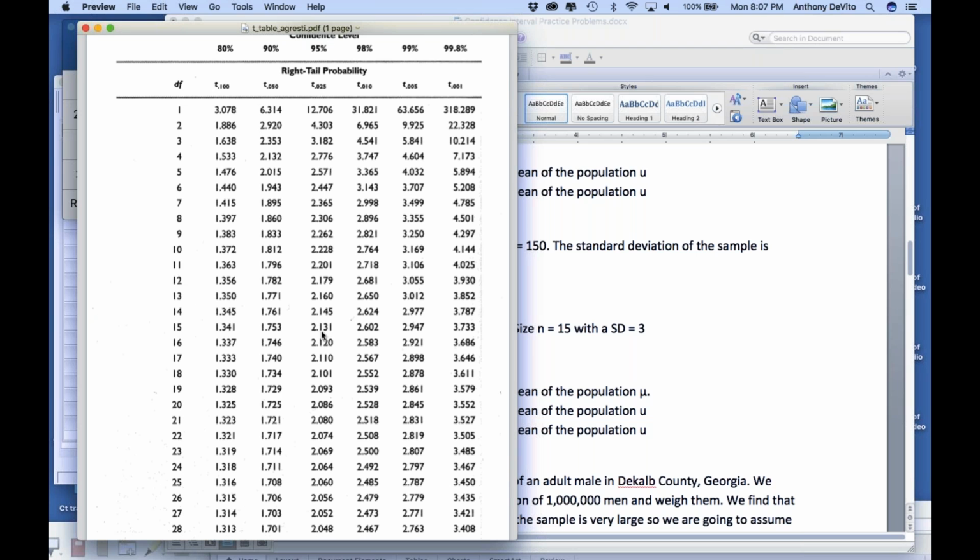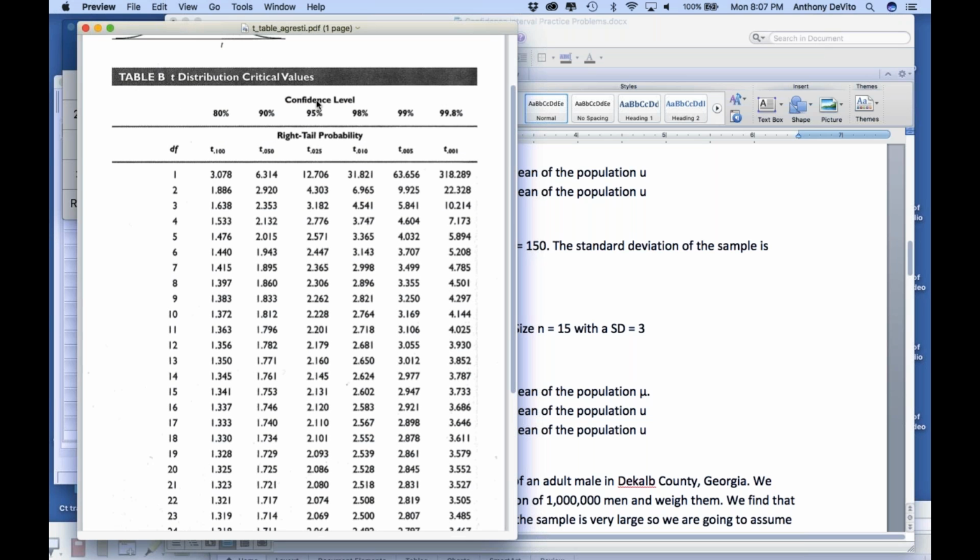Oh, you don't use 14? Oh, I'm sorry, 2.145. I kind of lost my horizontal. Why do you use that column? Because it's a 95% confidence interval. Oh, okay, that's easy. Right, see it up there?